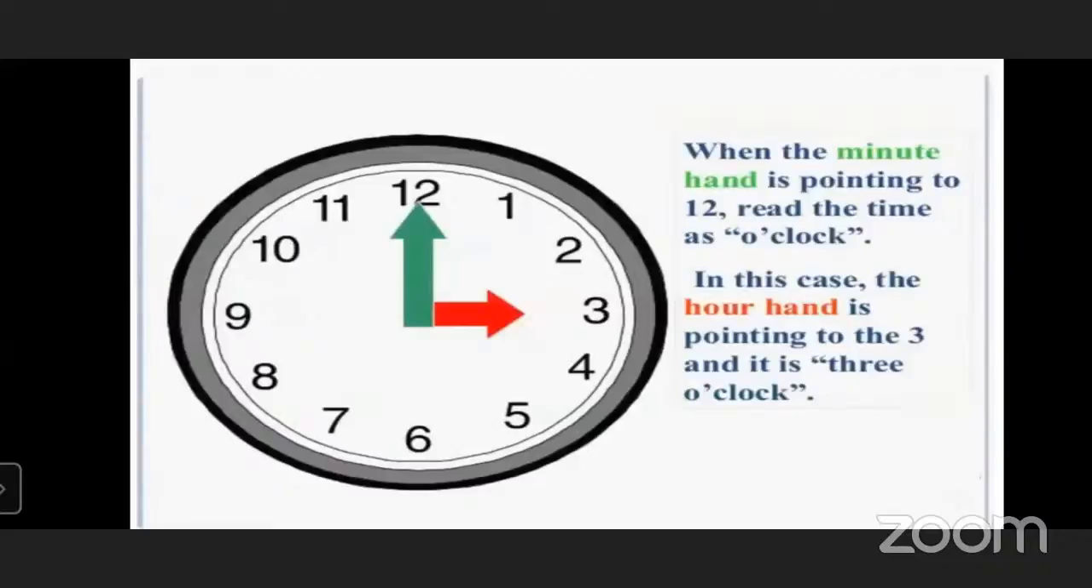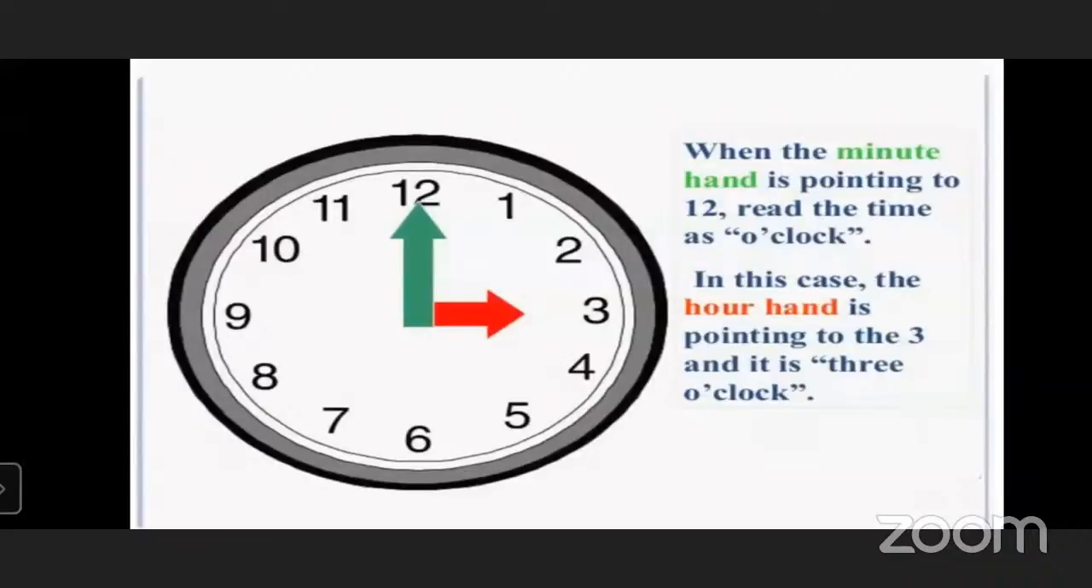Okay, understand? So whenever someone asks you what's the time, we are supposed to tell him or her that it is 4 o'clock. So why are we saying o'clock? Because the long hand, that is the minute hand, is pointing at 12. And the small hand is on 4.